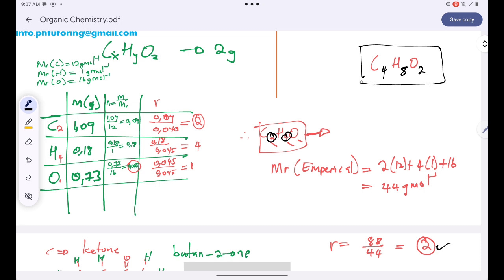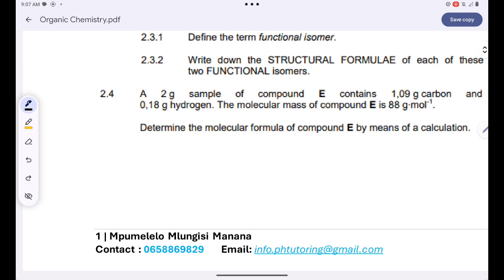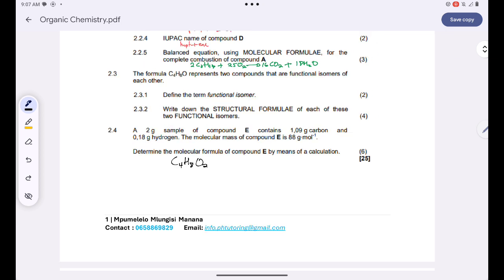So this would be the molecular formula. Are you together? So the molecular formula is just C4H8O2. That's how, guys, we're supposed to deal with this question.